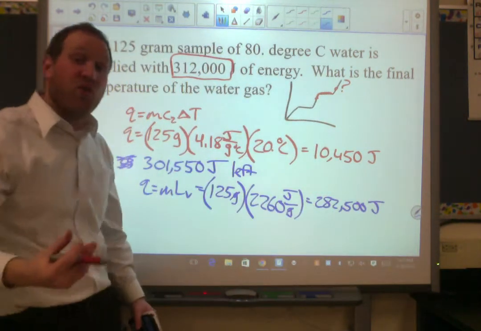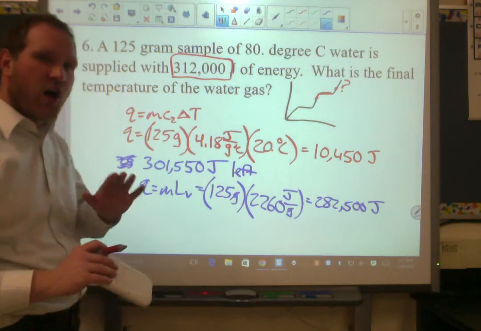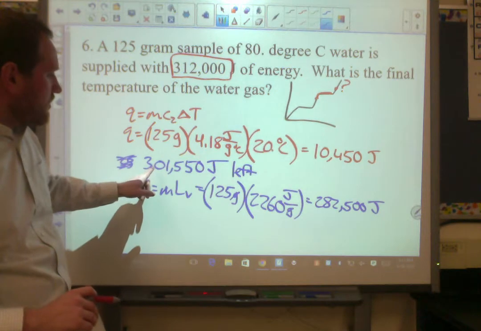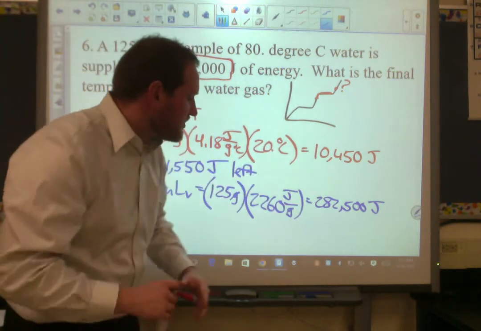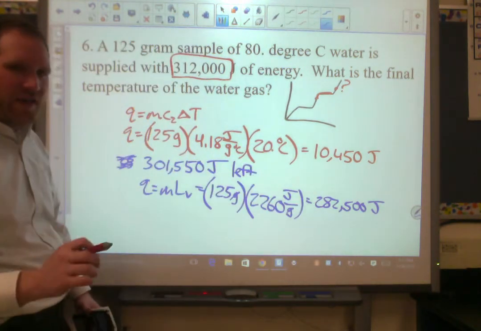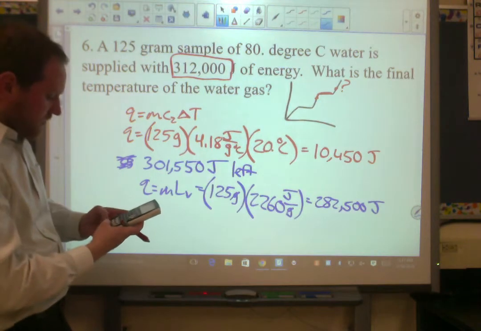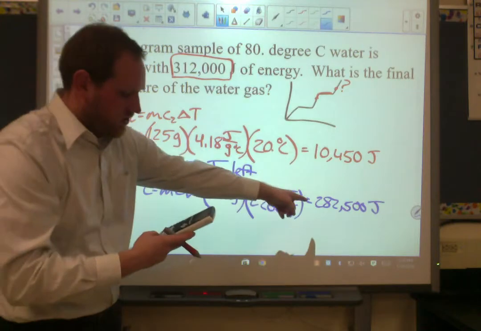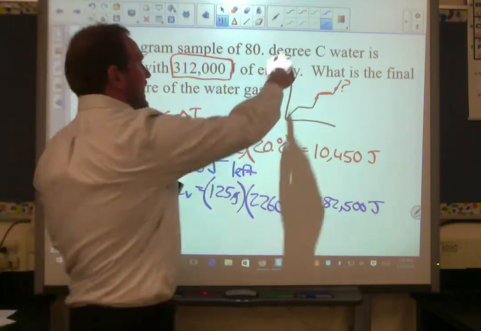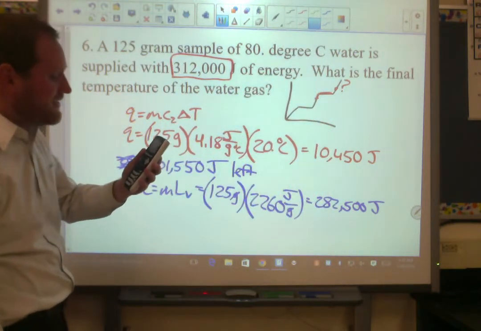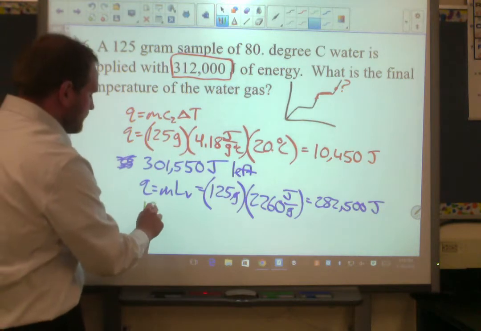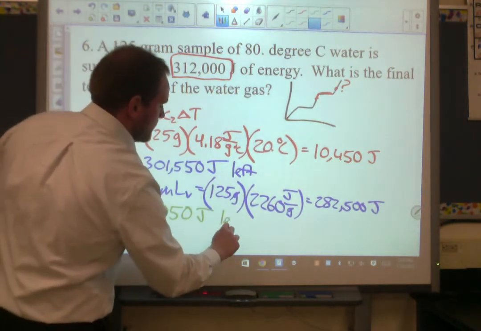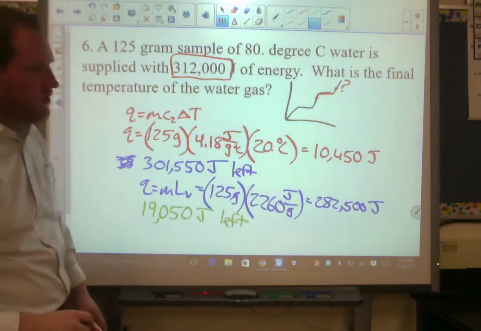Notice that's like the bulk of the energy. Boiling water takes tons of energy relative to heating it up and even melting it. So that's how much we had left; this much is used just to boil it. Notice we're not going to have that much left over. So 301,550 minus my answer here tells me that after all of that, I only have 19,050 joules left. And now we're ready to start heating up that water.